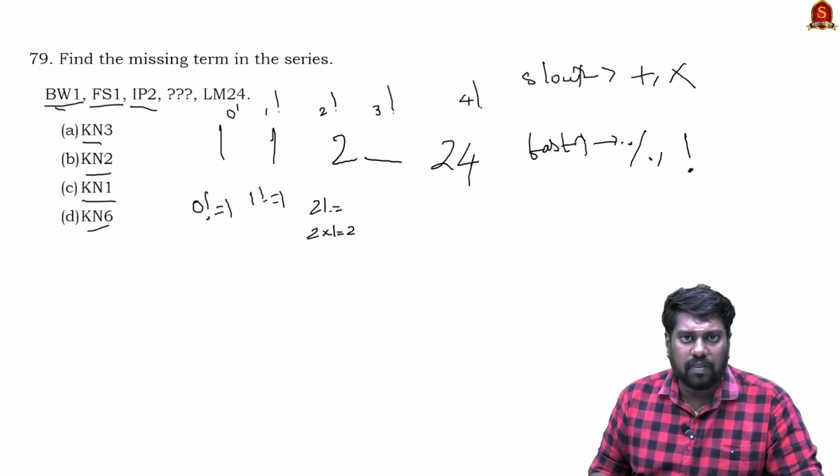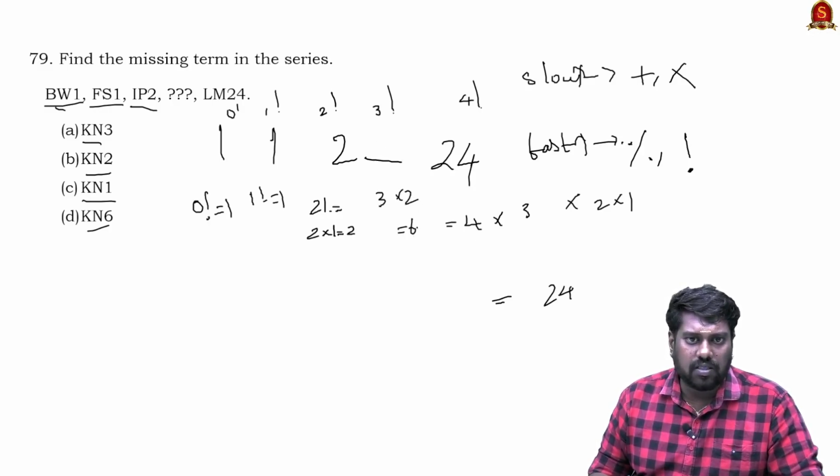For that we need to see whether the 4 factorial value is correct. What is 4 factorial? 4 into 3 into 2 into 1, which is nothing but 4 3s are 12, 12 2s are 24. Yes, that logic is being followed. So here you can have 3 factorial, that is 3 into 2, which is equal to 6. So kn is going to be the letter and 6 is going to be the digit.